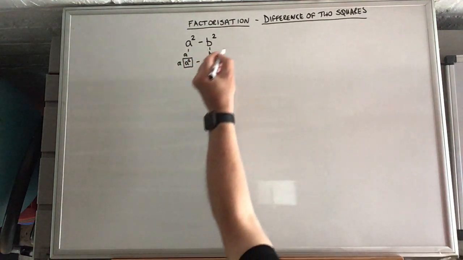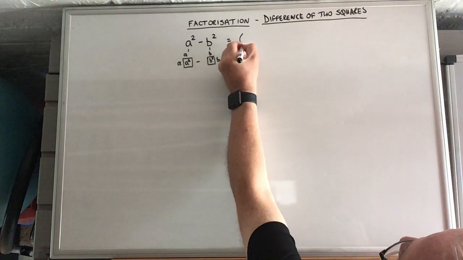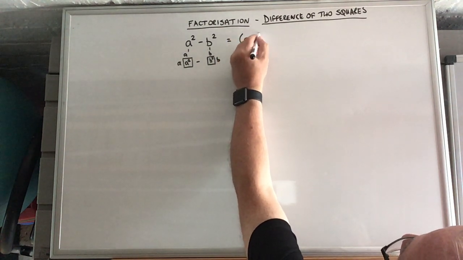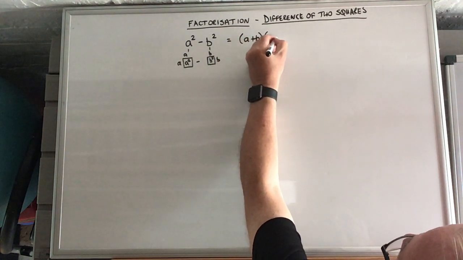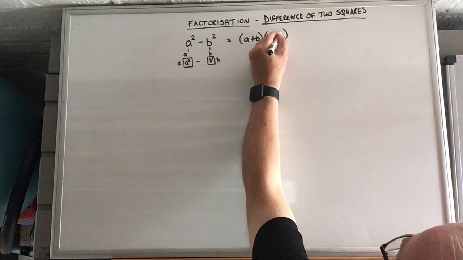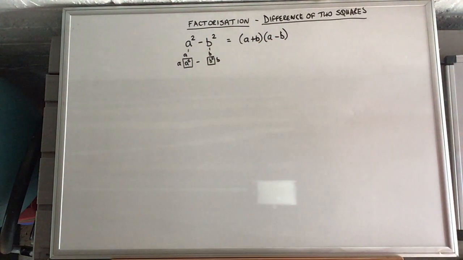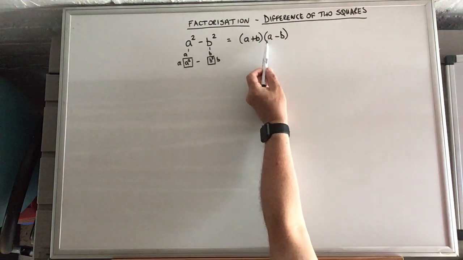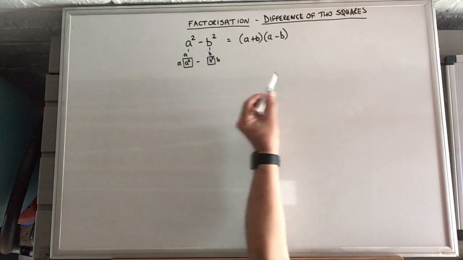Well, to factorise that, it's very simple. It's A plus B, A minus B. And if you're not convinced with that, you can multiply these brackets out and you will get that. I think I'll just show you that.